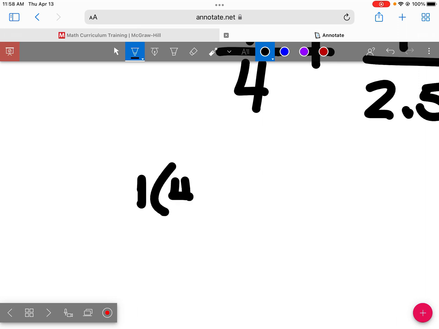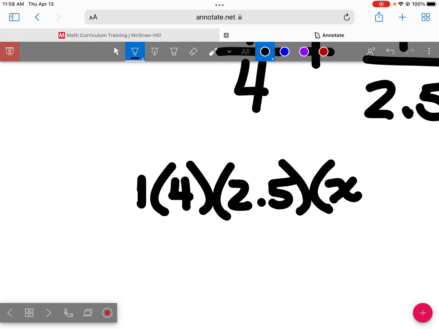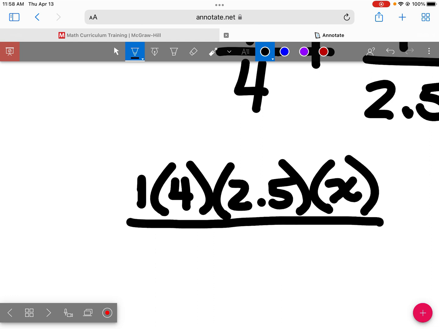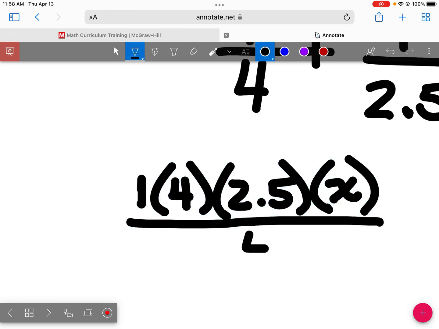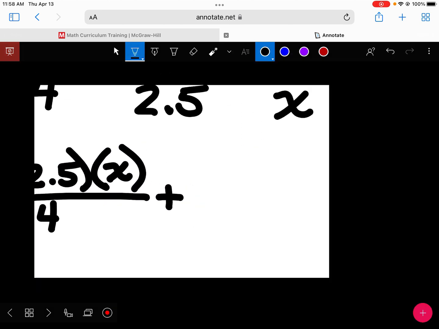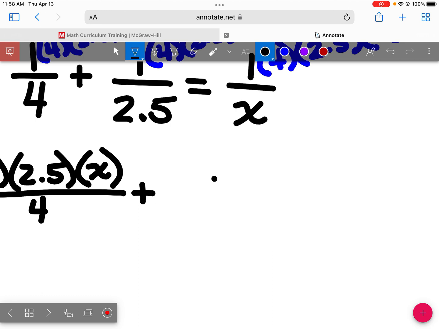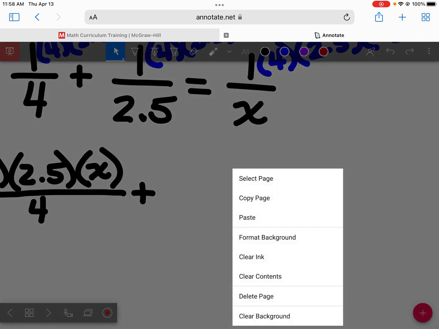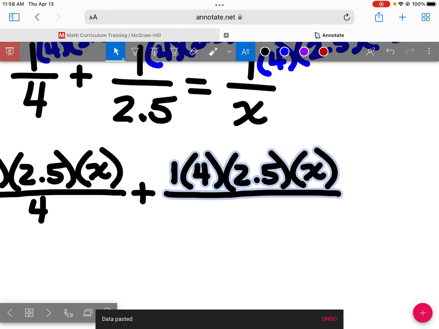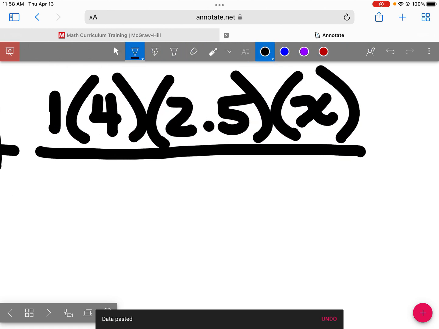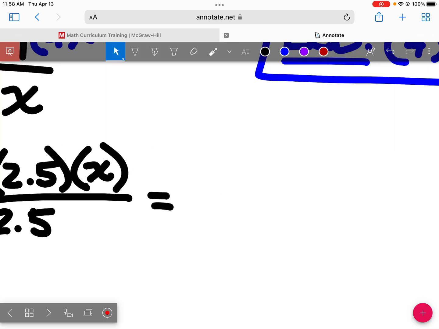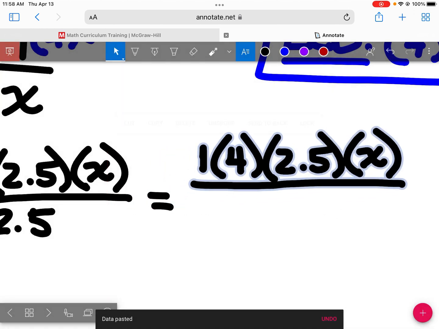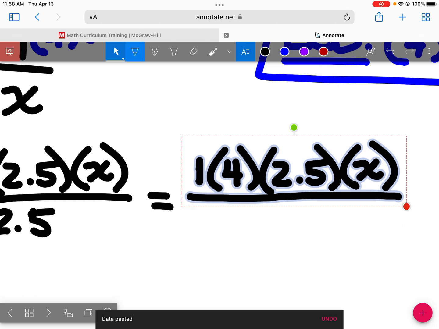So I have 1 times 4 times 2.5 times x over what for my first fraction? Over 4. All of them have the exact same tops, right? Second fraction is over what? 2.5 equals, I got the same thing on the top over here, but what's the last denominator? X.